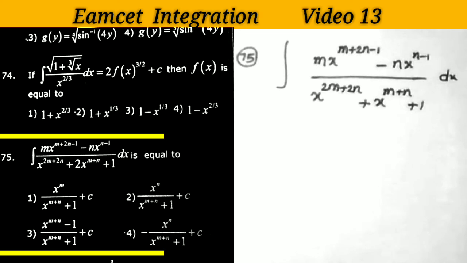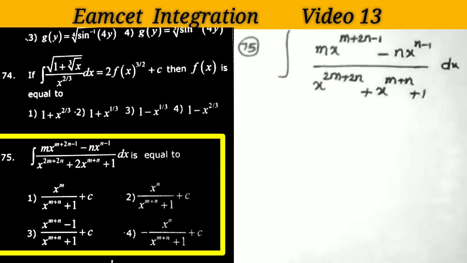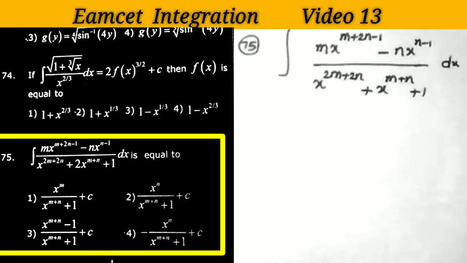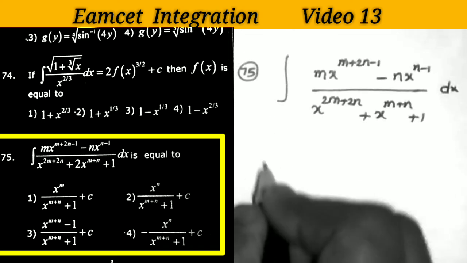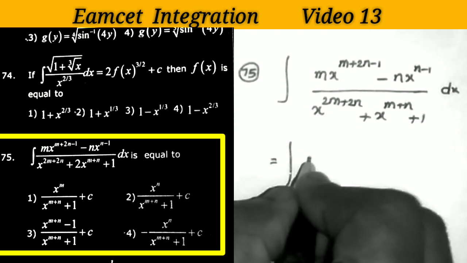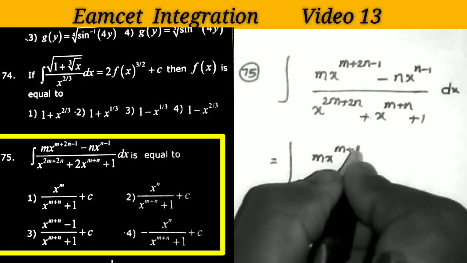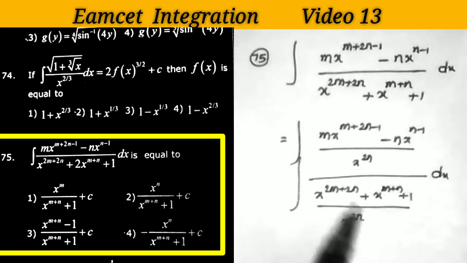Now the next question: the integral of m into x to the power m plus 2n minus 1, minus n into x to the power n minus 1, divided by x to the power 2m plus 2n plus x to the power m plus n plus 1, dx. So the first step is to find the integration. First we divide the total numerator and denominator by x to the power 2n. That is, the first step is dividing the total numerator and denominator by x to the power 2n.